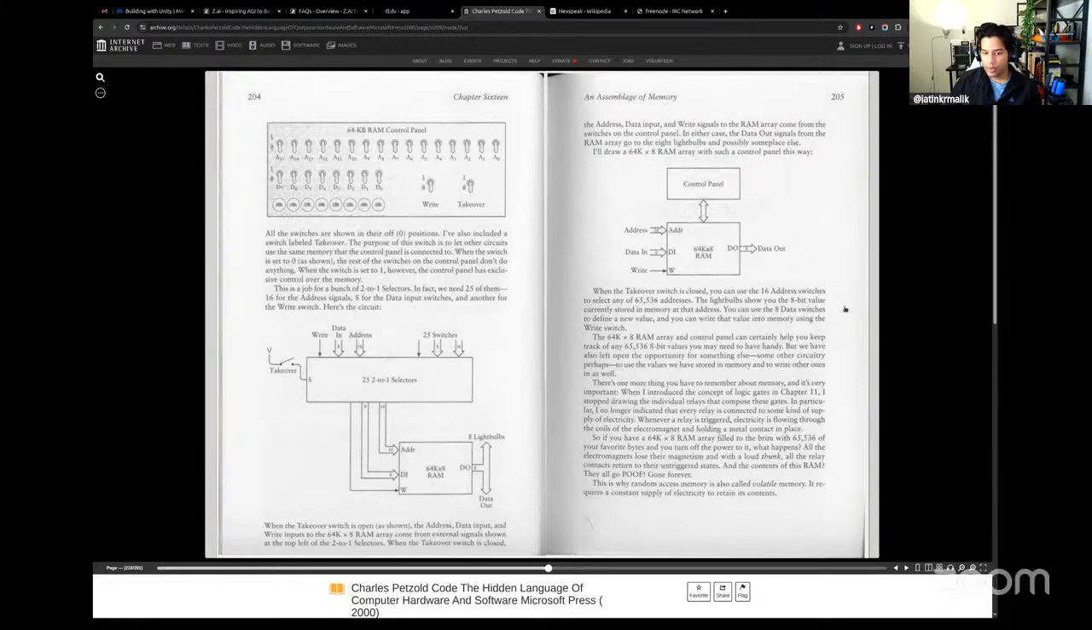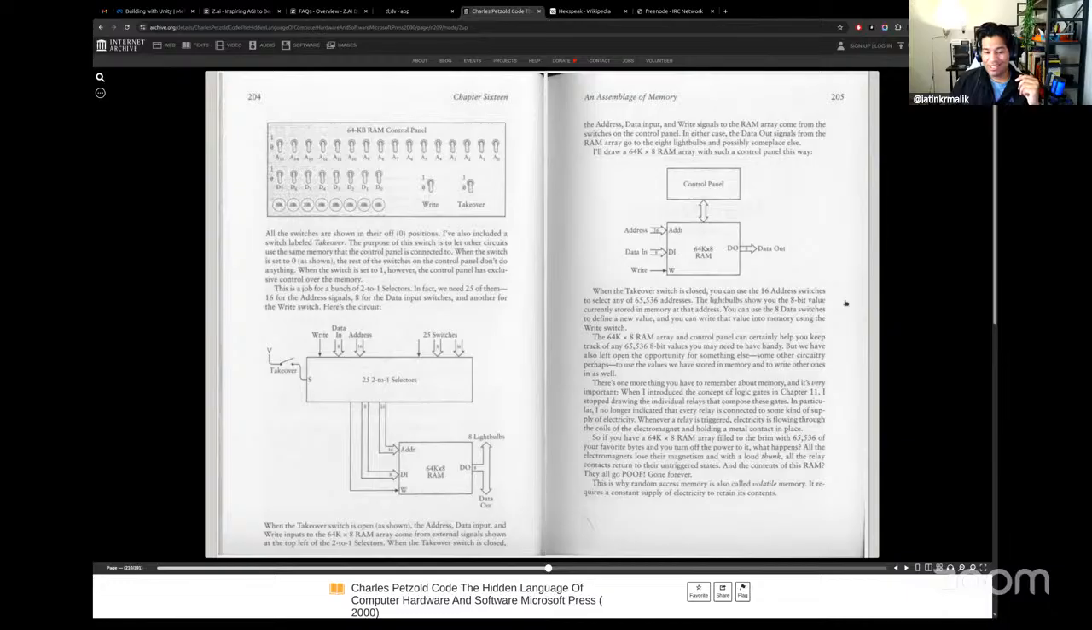It is very important. When I introduced the concept of logic gates in chapter 11, I stopped drawing the individual relays that compose these gates. In particular, I no longer indicate that every relay is connected to some kind of supply of electricity. Whenever a relay is triggered, the electricity is flowing through the coils of the electromagnets and holding the metal contact in place, if you remember where we came from.